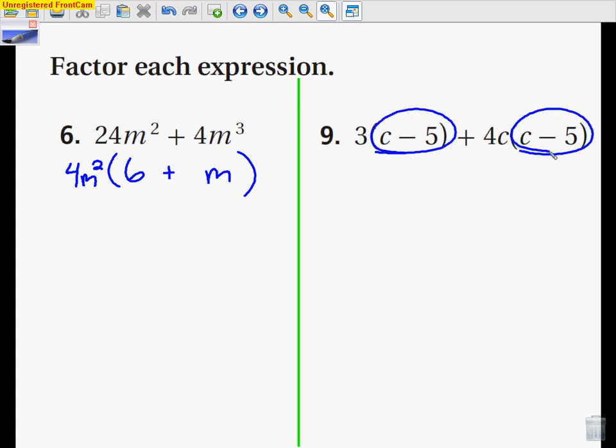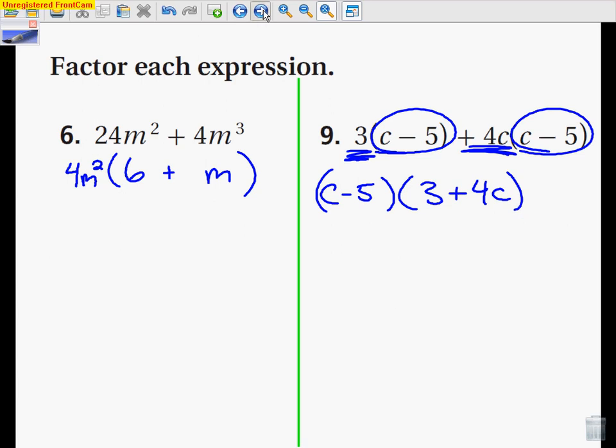Here, you're factoring out the common binomial. You could take a c minus 5 out of both of these terms. So if you take a c minus 5 out, that would factor out, and that would leave you with 3 plus 4c left. And that goes into the next parentheses.